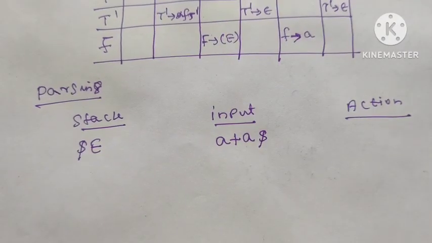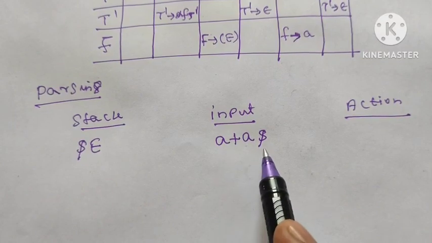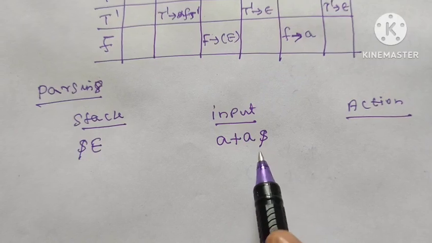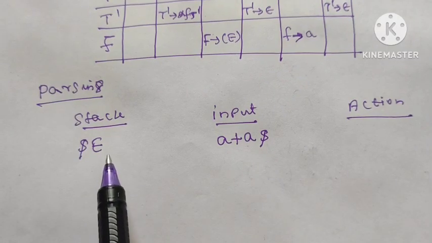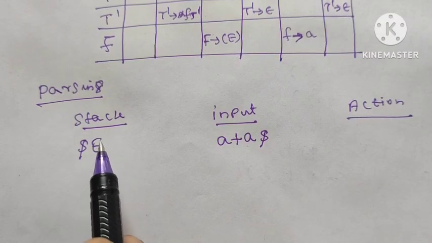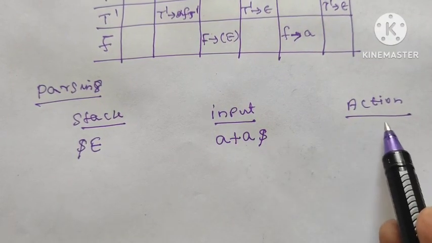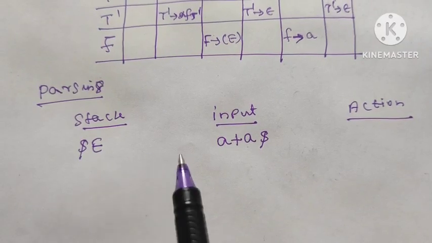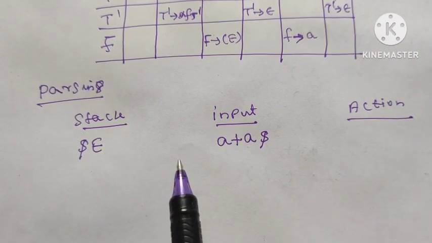Now we will learn about parsing. I have taken a valid string called a plus a dollar. Dollar is called a delimiter, which denotes the end of the string. Now we segregate the parsing into three major divisions: one is stack, another is input, and the third is action. In the stack, you have the starting symbol E, so dollar E here. Now we have to parse this.